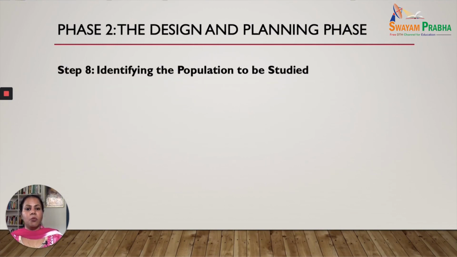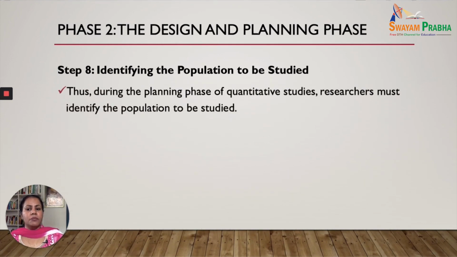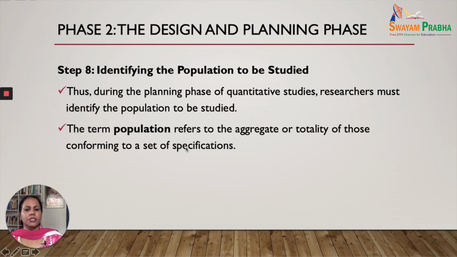The next step is identifying the population to be studied. The researcher must identify the population to be studied. Population is the term which refers to the aggregate or totality of those conforming to a set of specifications. So when we identify a population, it means who are the people eligible to be included in our study. Population is the aggregate, meaning the total people who are eligible or who have the set of specifications needed for our study. For example, if I want to do a study on licensed registered nurses of India, then all the registered nurses residing in India will be my population. So we need to decide what our population will be in our research study.